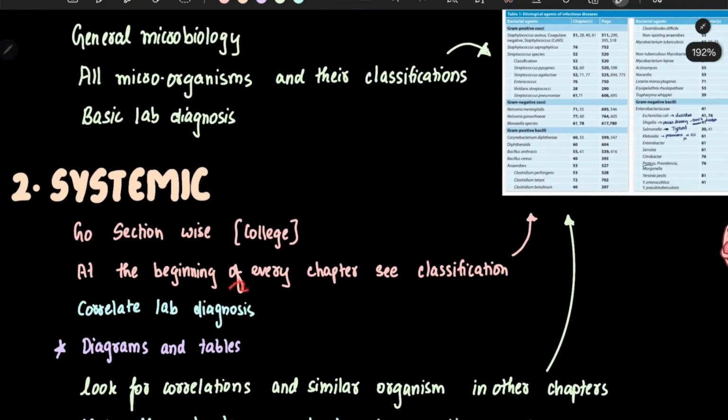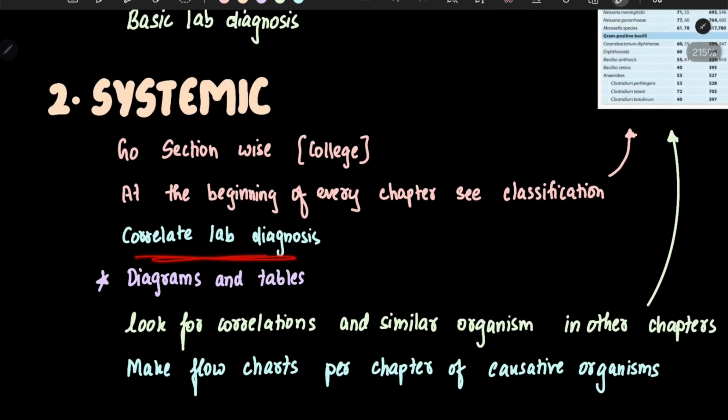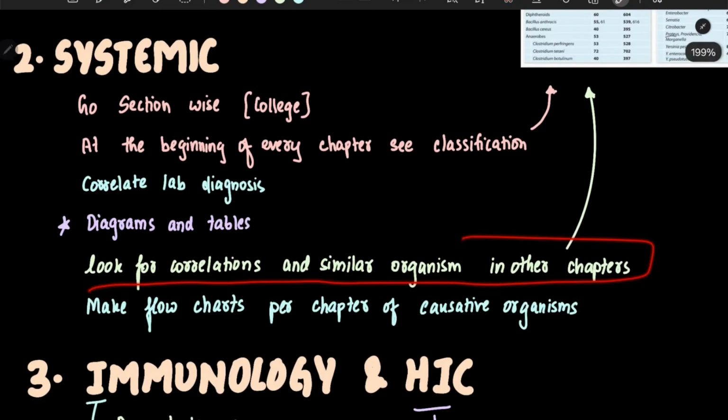Okay, so that will help you a lot to memorize those particular things. Correlate the lab diagnosis, and obviously this is unsaid. Look at the diagrams and tables. Look for correlations in similar organisms in other chapters.